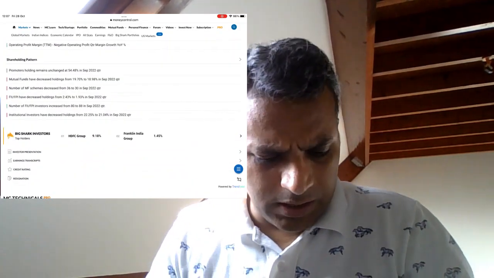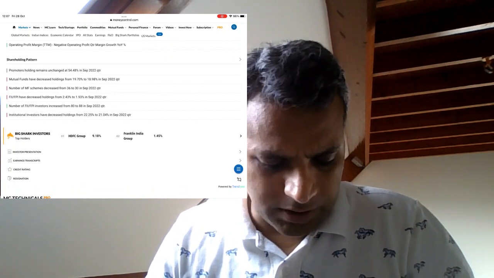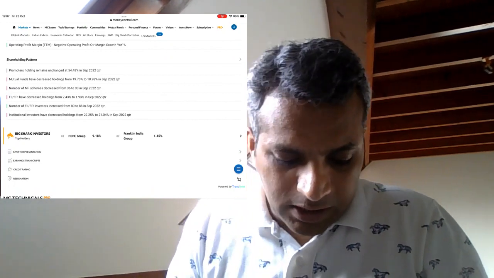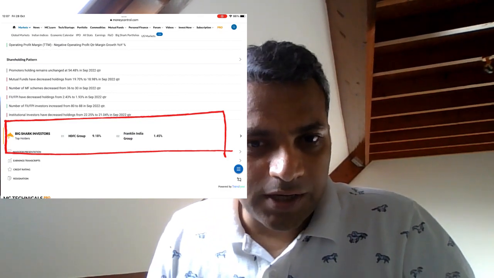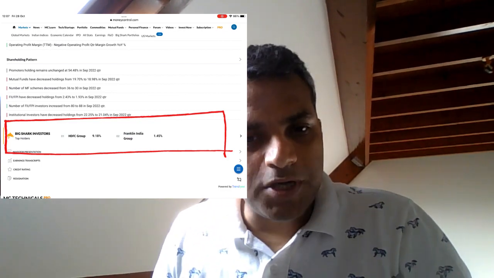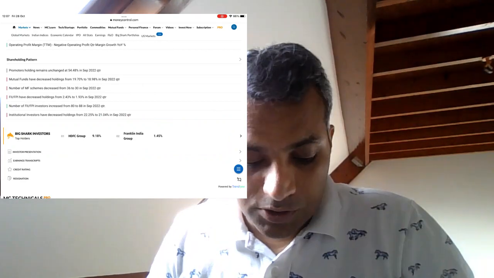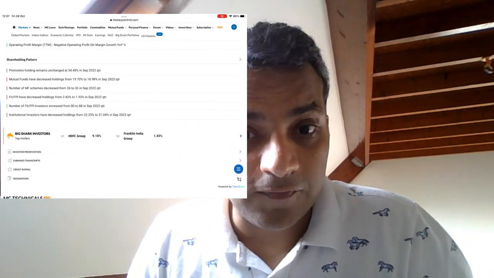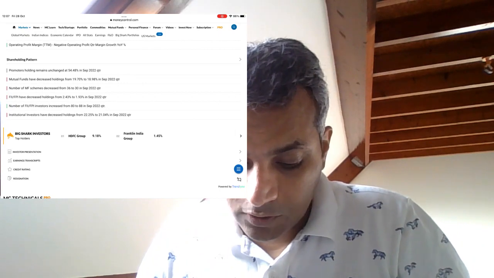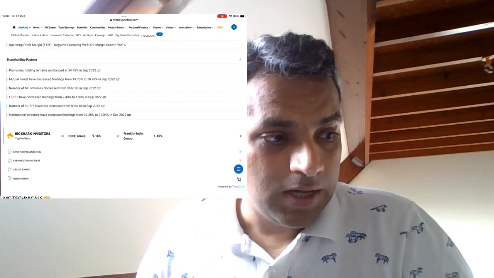Now these other parameters that you are seeing on the screen, I don't usually use them. The next feature I use is big shark investors. Big shark investors is basically the biggest stakeholders in this company. What you see here is HDFC Group holds 9.18% of this company, and Franklin India Group holds 1.45%.